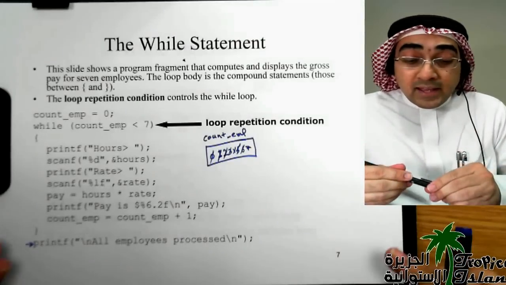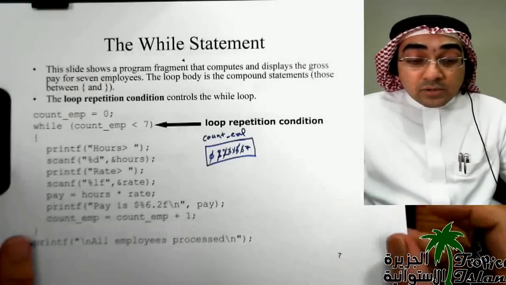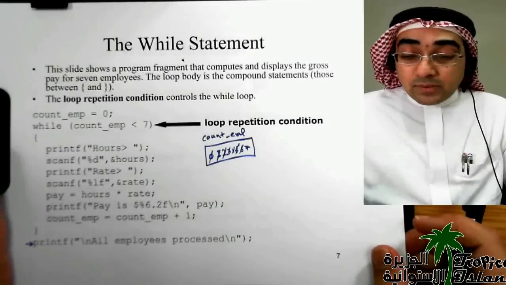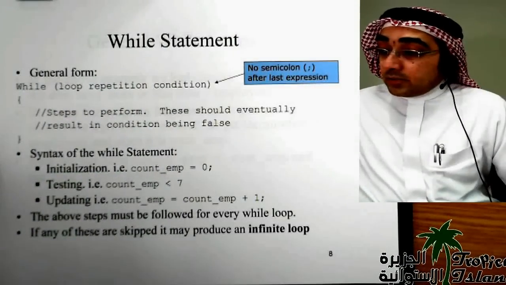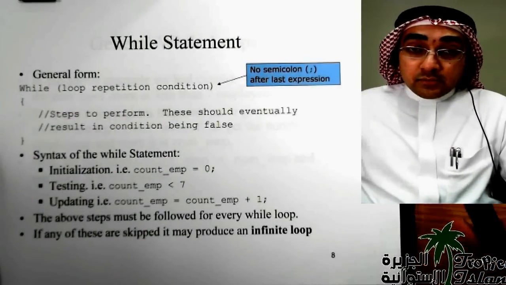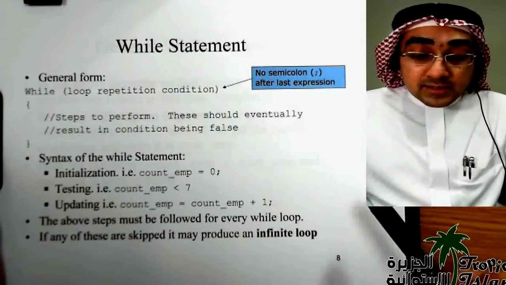I had 7 people in my company, and I have calculated their pay based on their hours worked and the rate per hour that I have agreed with them. Okay, so this is how a counting loop works. In this case, I knew that I have 7 employees. That's why I set in the while loop that the employee count is less than 7.